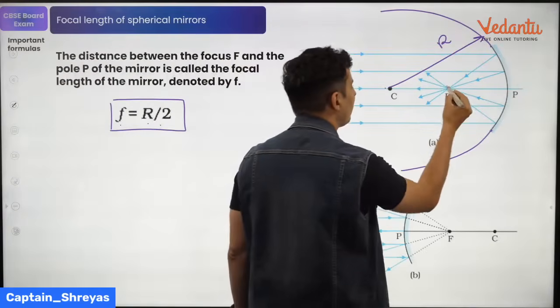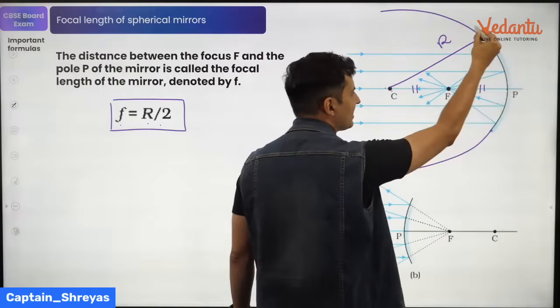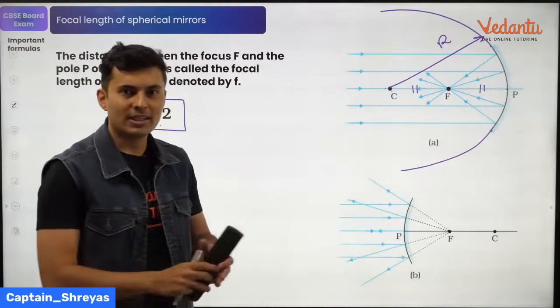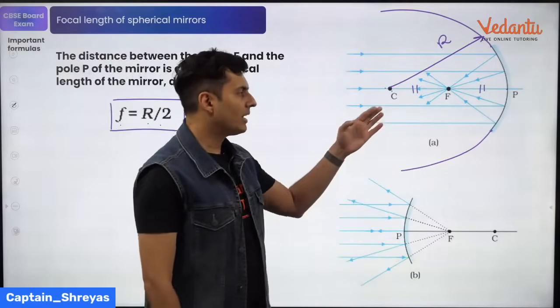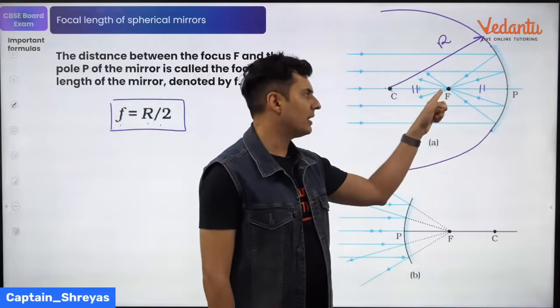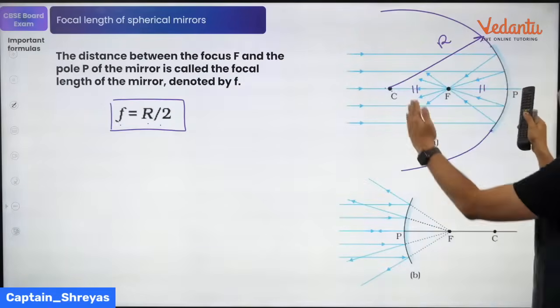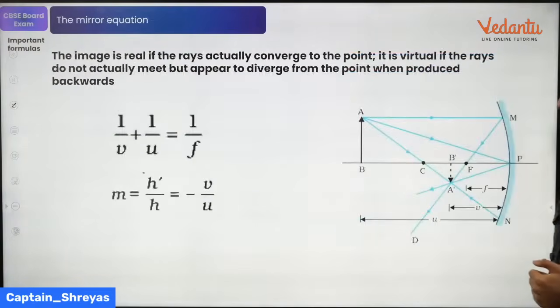Rather, I would say the focal point is the midpoint of the center and the pole. Pole is the center of the mirror. So the center of the mirror is called the pole, and the midpoint of the pole and the center of curvature is the focal point. So that's why F is radius divided by 2.